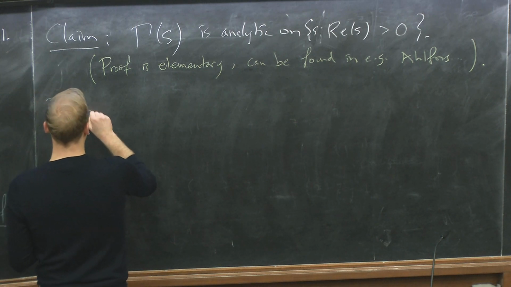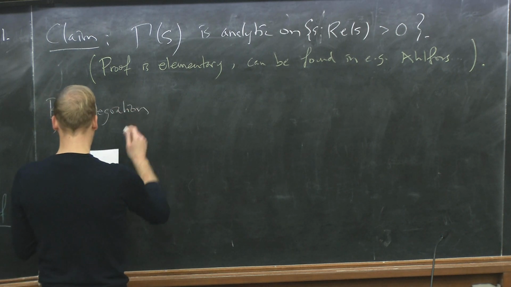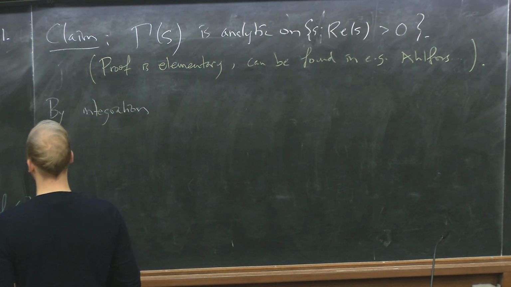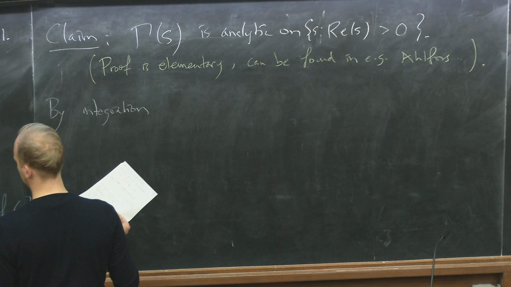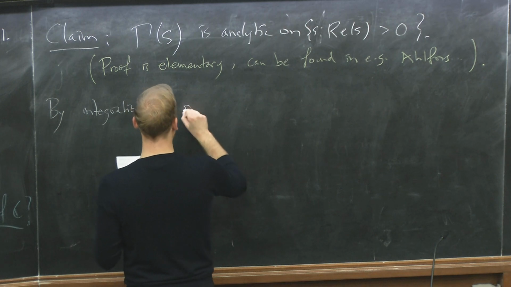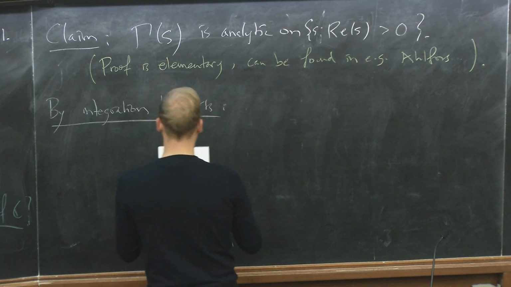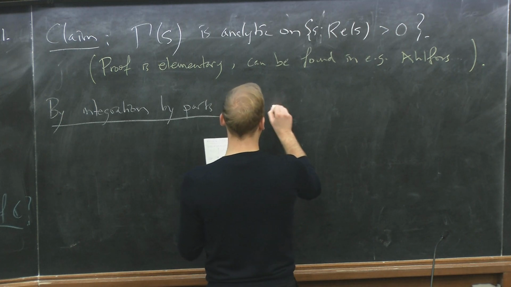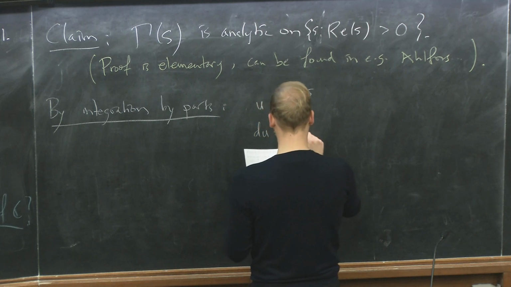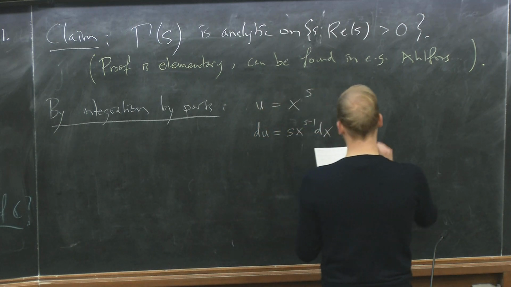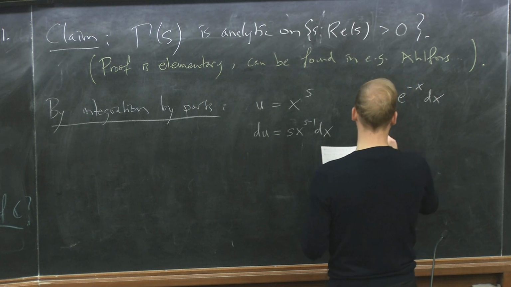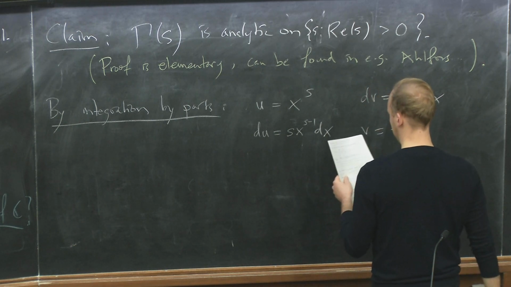Okay, so then the second thing I want to tell you about this gamma function is that it's actually heavily used in number theory for one simple reason, and the reason is the following. If you take integration by parts, where we take u equal to x to the s, so du is equal to s x to the s minus 1 dx, and then we take dv to be equal to e to the minus x dx, which means that v is equal to minus e to the minus x.